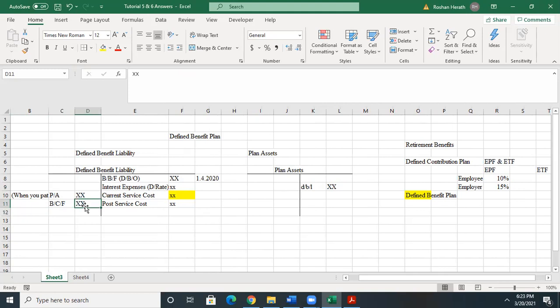What is that? You need to take the service of an actuary. So it's a professional who provides the actuarial service. So you need to consult an actuary and you need to get this defined benefit liability remeasured.